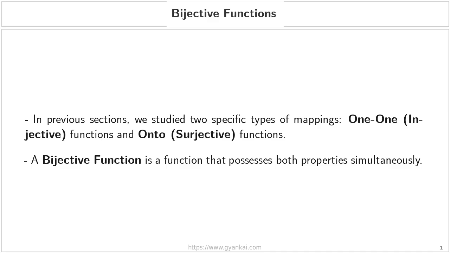Put simply, a function is classified as bijective if it possesses both of those properties, being both injective and surjective, simultaneously. As we move through the following slides, we will examine how this creates a perfect pairing between two sets and look at the specific conditions required to prove bijectivity.